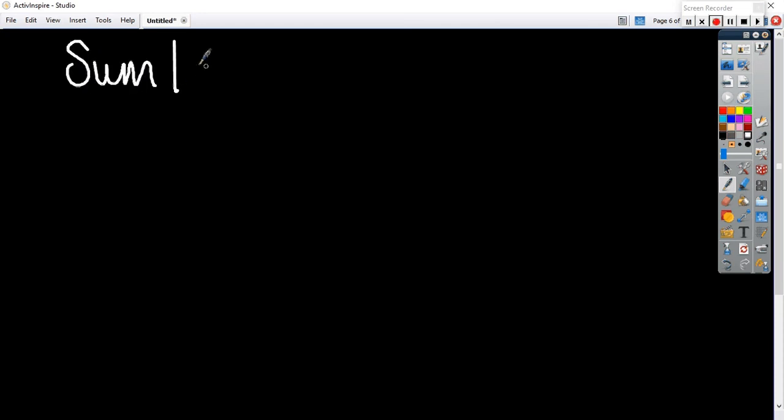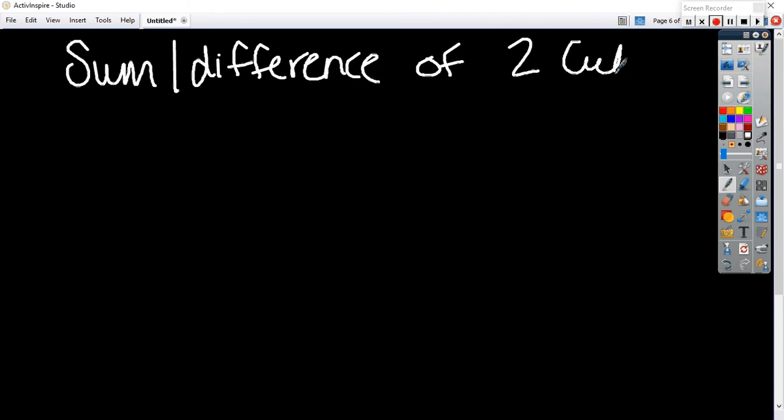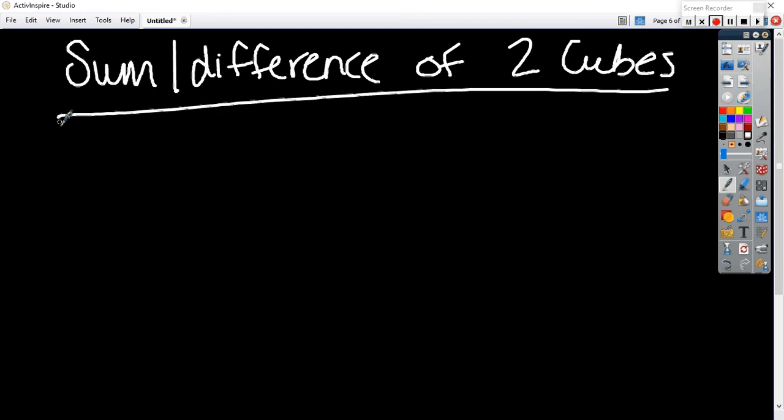Let's do the sum or difference of 2 cubes. Okay. Now, first of all, what is a cube? It's to the third. To the 3rd power. Give me some examples of perfect cubes. 4 cubed, which would be what?